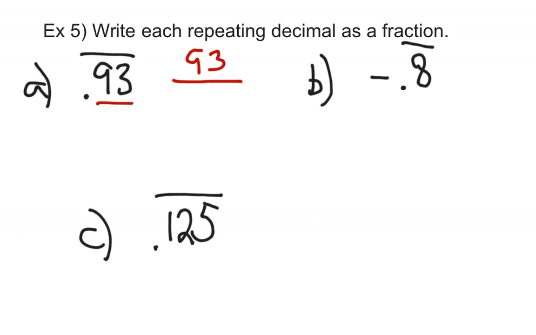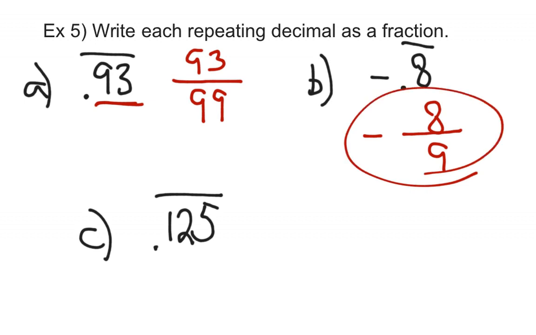I know there are 2 decimal places here, and usually we think hundredths for that. But because it's repeating, it's not actually going to be hundredths. Because there are 2 numbers that repeat here, it's actually going to be over 99. That's why there are 2 9s on the bottom. Now over here with part B, the negative 0.8 repeating is going to be a negative, first of all. Since it's the 8 that repeats, the 8 goes on top, but there's only one number repeating, so it goes over 9. That one's done because it can't be simplified.